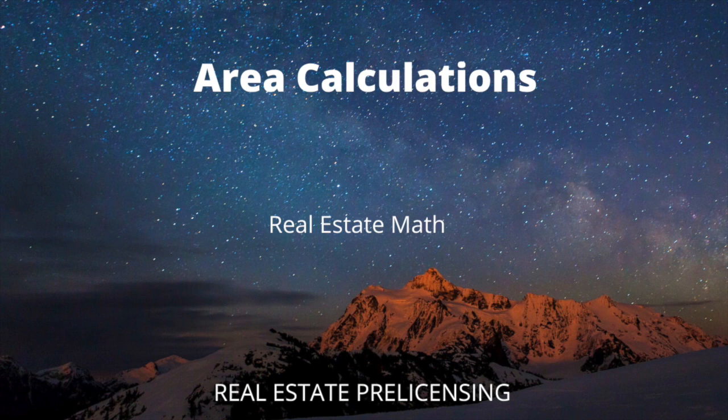When you input the known numbers into the formula, you get the following. Area equals 20 feet, width, times 40 feet, depth. Area equals 800 square feet. You can take the formula for area one step further. If the area and either the width or depth is known, you can solve for the remaining unknown dimension.